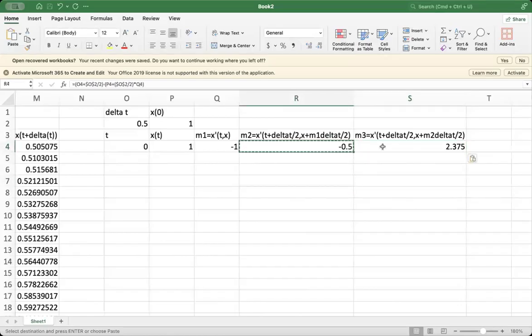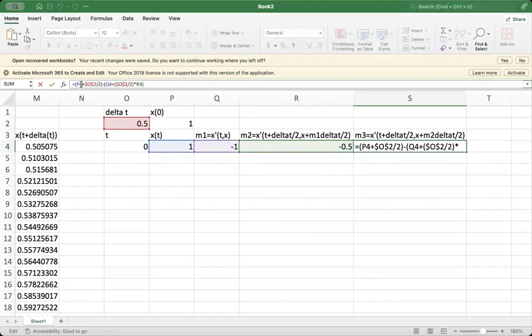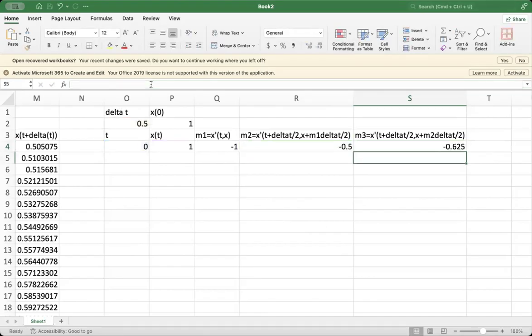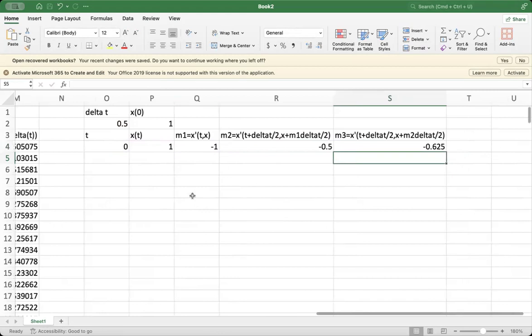Okay, but I need to change the values that need to change. So the t value, it took the wrong thing. This should be O. So that should be the t value plus that. That's good. And then I want to do plus the x value, which is still p. So that's p. Plus delta t, still over 2, is still that times R4. Actually, that is correct. And so I believe that is our M3. Great. So we have our third slope of the 4.